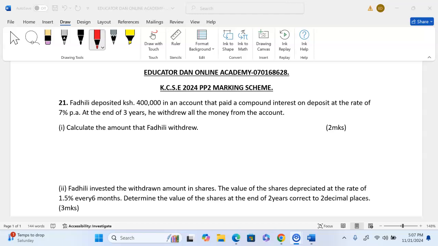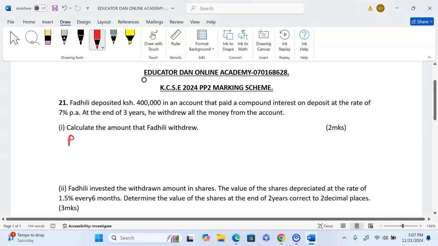We are looking at KCSE 2024 Paper 2 and we are going to begin with question number 21. The question reads: Fatili deposited Kenya shillings 400,000 in an account that paid a compound interest on deposit at the rate of 7% per annum. At the end of 3 years, he withdrew all the money from the account. Roman 1: calculate the amount that Fatili withdrew.